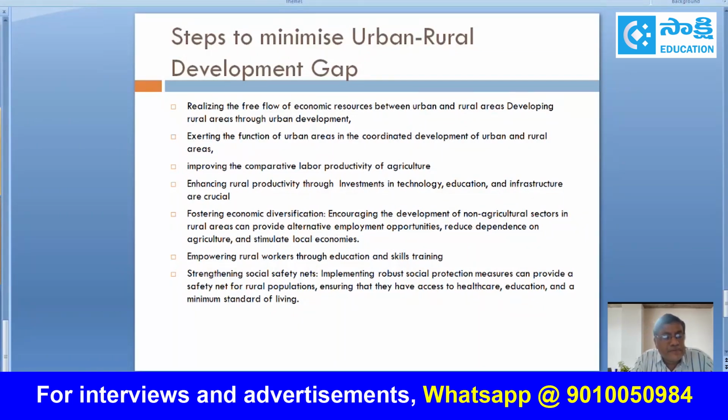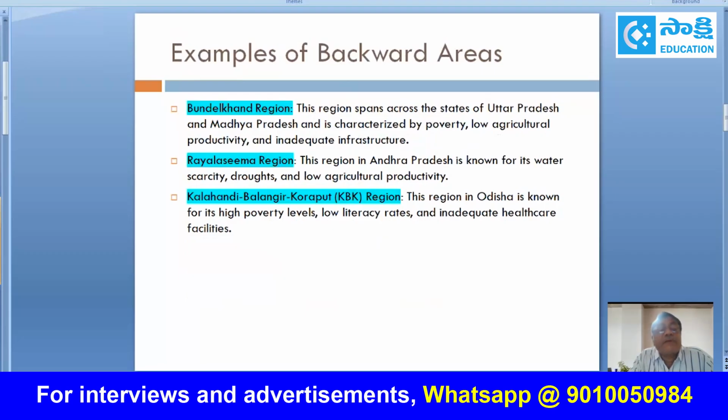Now, if we observe the types of backward areas, we will find economically backward areas. As far as the economically backward areas are concerned, these are the areas where the per capita income is below the national average.